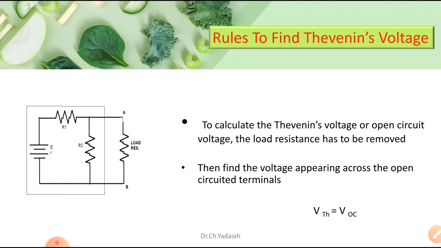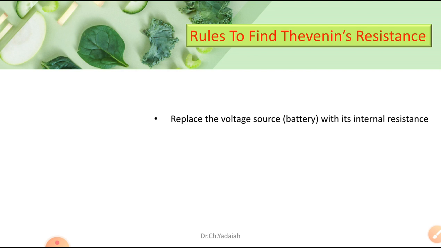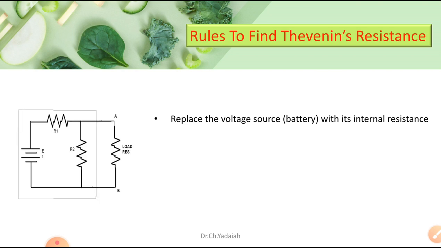Okay. Now after that, next we have to calculate the equivalent values. Similarly, now replace the voltage source with its internal resistance. Okay, so calculate the resistance of the network as viewed from the open circuit load terminals.